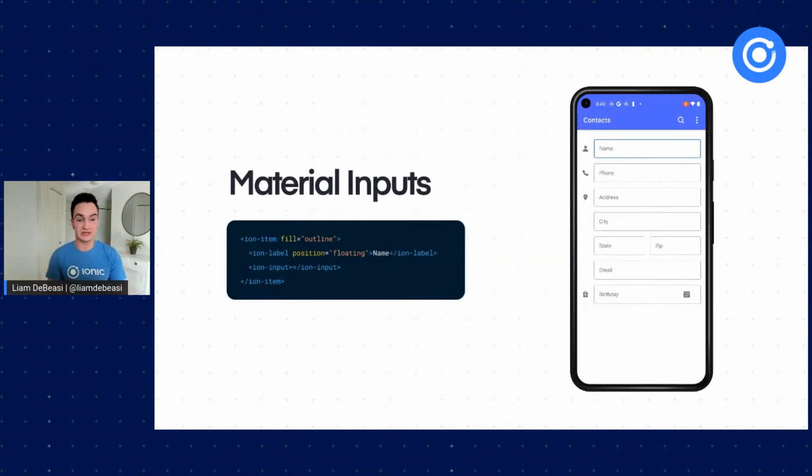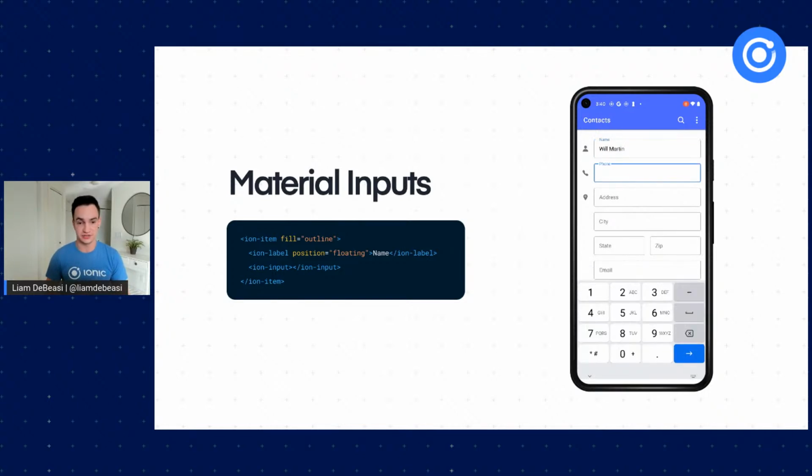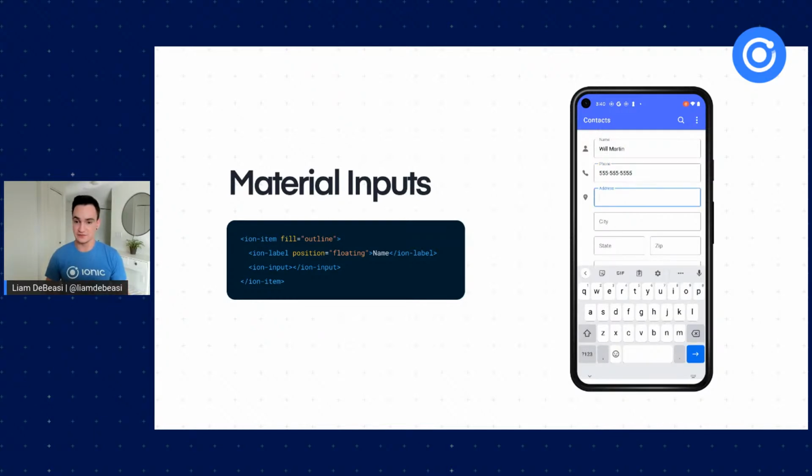First is our material inputs. We completely revamped our inputs to look like the brand new material design style. So we have this outline style, as you see on the right. We also have a filled style. This is available on the Ion item components, and you can get documentation right on our doc site, with a little code snippet to copy and paste. It looks really, really nice. Super modern, super slick. I'm really happy with how that came out.